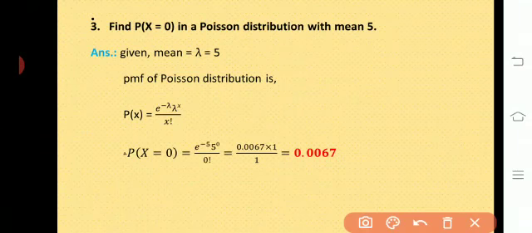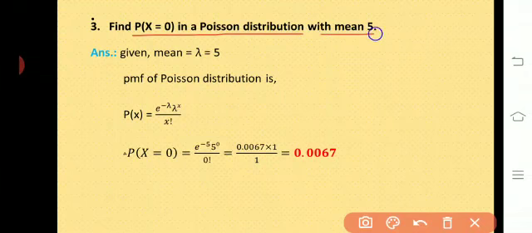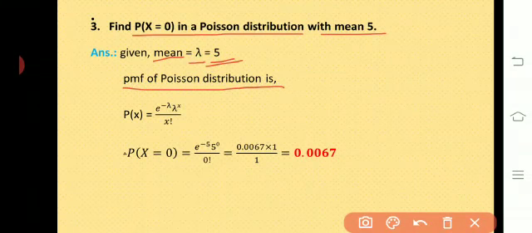One more example: find probability of x equal to 0 in a Poisson distribution with mean 5. What is given here? Given is mean, that is lambda is equal to 5. Then we have the probability mass function of Poisson distribution, that is PMF of Poisson distribution, that is P of x equal to e raised to minus lambda, lambda raised to x upon x factorial.